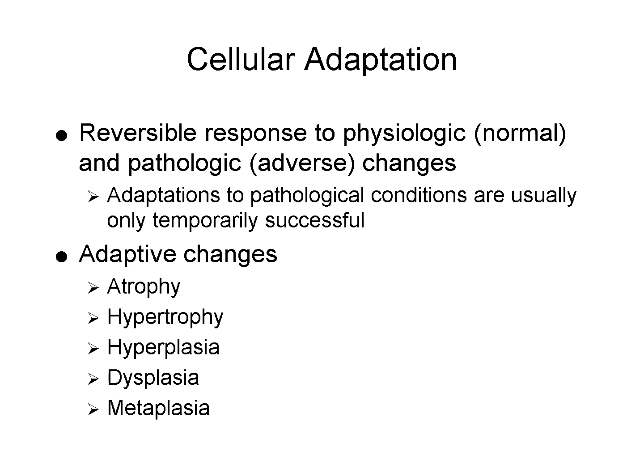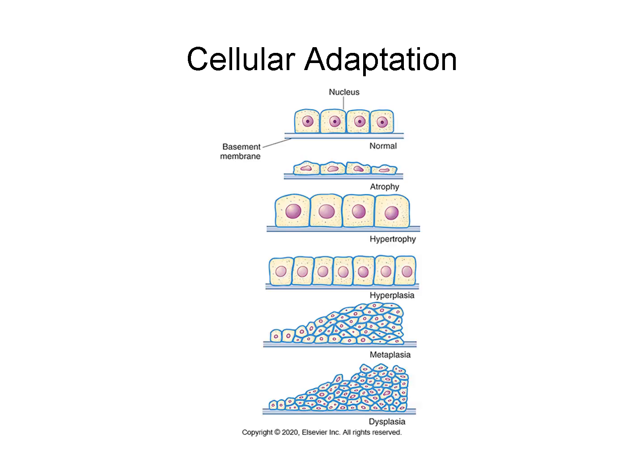The major types of adaptive changes include atrophy, which is a decrease in cell size, hypertrophy, an increase in cell size, hyperplasia, an increase in the number of cells, dysplasia, characterized by abnormal cell growth, and metaplasia, where one mature cell type is replaced by another. This diagram shows the various forms of cellular adaptation.